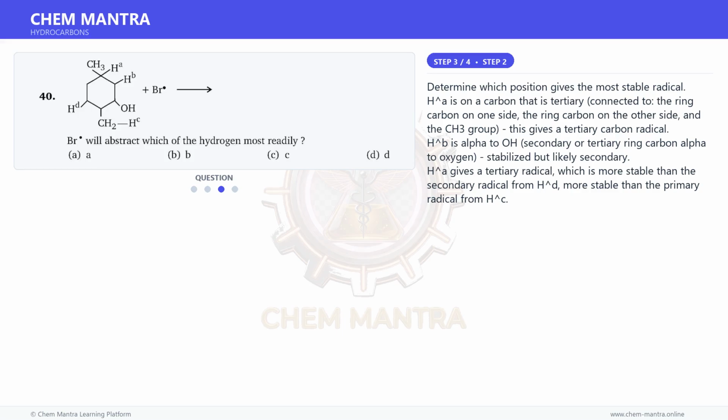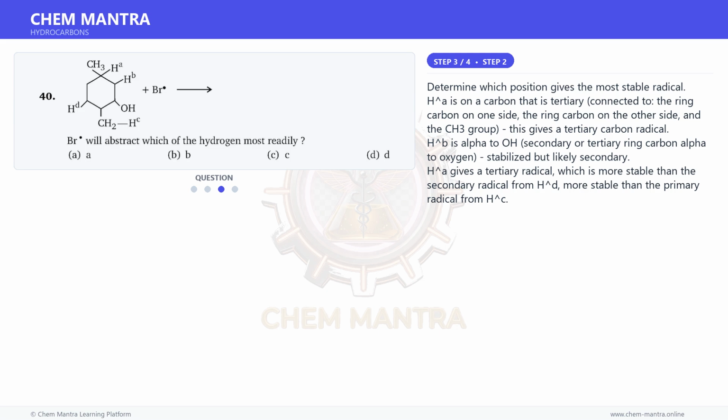Moving on to the next step. Determine which position gives the most stable radical. HA is on a carbon that is tertiary, connected to the ring carbon on one side, the ring carbon on the other side, and the CH3 group. This gives a tertiary carbon radical.